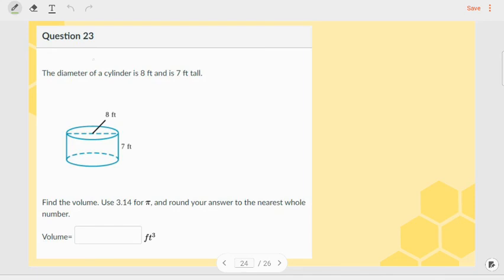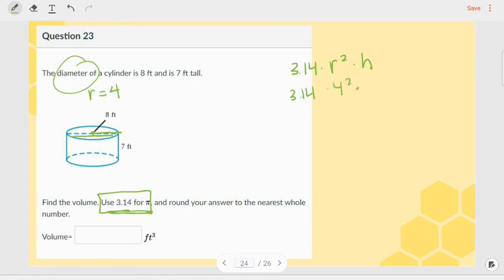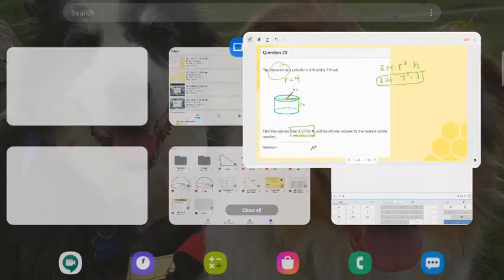Diameter of a cylinder. Diameter is all the way across. Remember, my formula is only halfway across. So the radius equals 4. That's half. I'm going to follow my formula: 3.14 times, because you'll notice it says use 3.14 again, times radius squared times height. Here we go. 3.14 times my radius, which is 4, times my height, 7, from circle to circle. So that's my height. Type that into my calculator.